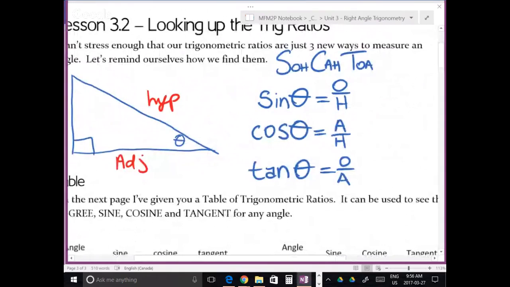Now, those are three ways to measure that angle theta. What's the fourth way I could look at angle theta and see how big it is? Measure it using a protractor. I can just put a protractor up to it, and I can see how many degrees it is. So there are four ways we know to measure an angle. Does that make sense?